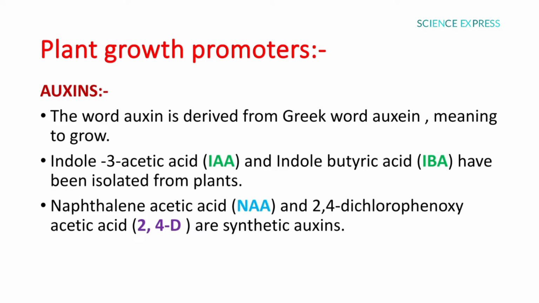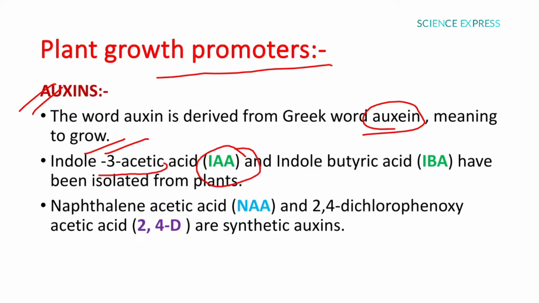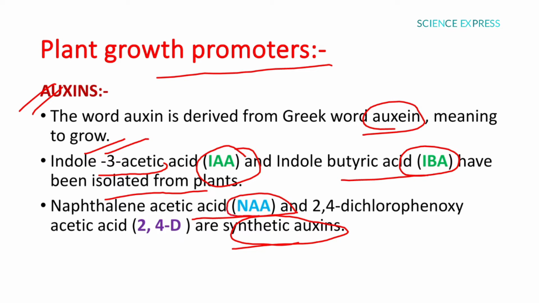Now first discuss the growth promoters, or plant growth promoter hormones. First one is auxin. The word auxin is derived from the Greek word auxein, which means to grow. Two naturally found auxins are indole-3-acetic acid (IAA) and indole butyric acid (IBA), which are isolated from plants naturally. Two synthetic auxins, which are produced synthetically, are naphthalene acetic acid, called NAA, and 2,4-dichlorophenoxyacetic acid, short form 2,4-D.